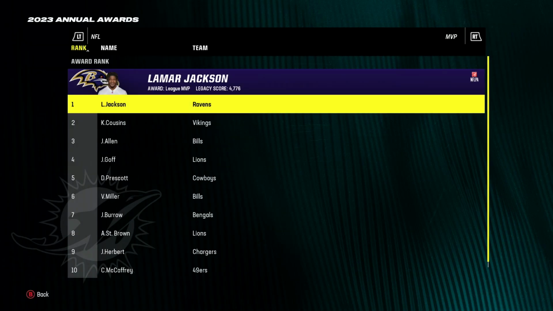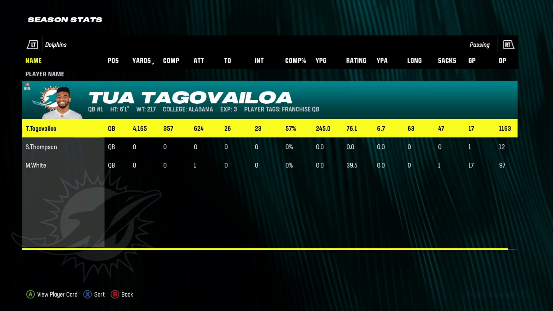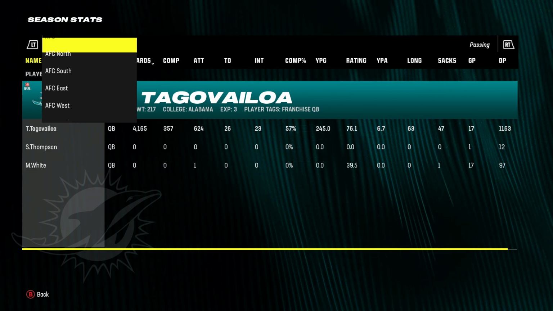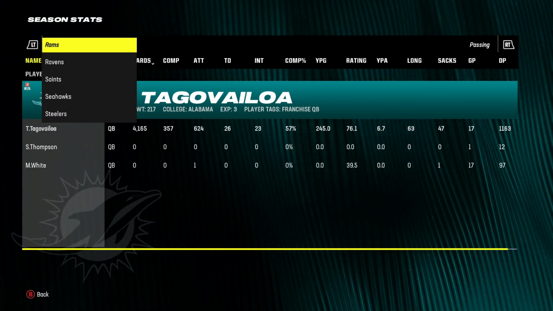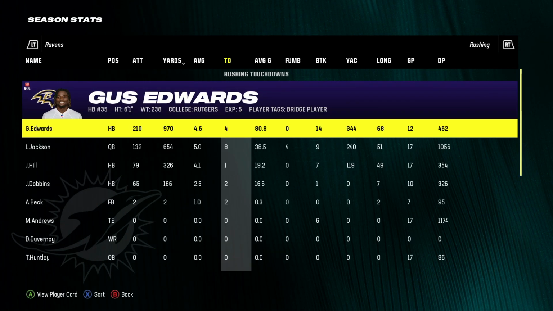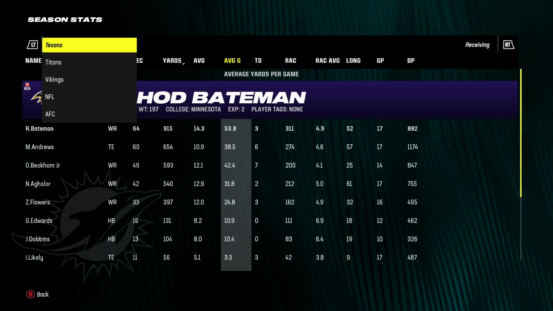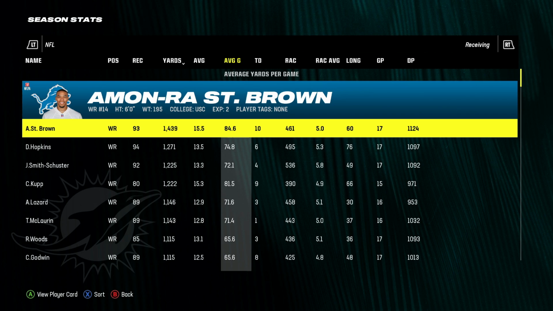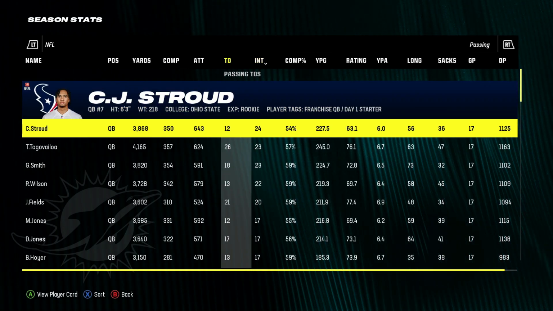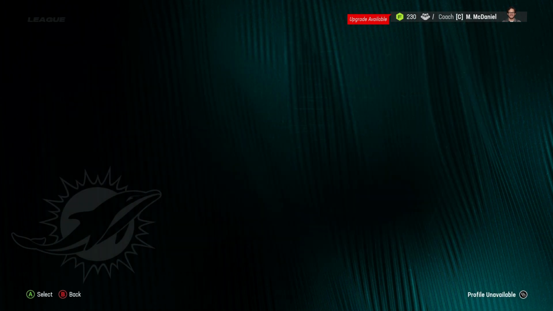All right, who won MVP? Lamar Jackson? Okay. How good did Lamar actually do? Hold up. Nah. The Ravens only went 10-7 and barely made the playoffs. 27 touchdowns, 9 interceptions. Okay, receiving. Very lackluster season right there for Lamar. CJ Stroud sucked, apparently. Kirk Cousins was tied for the most touchdowns.